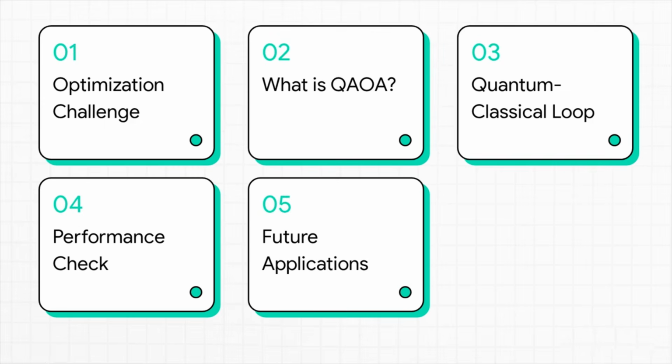So here's our game plan. We'll kick things off by looking at the sheer scale of the problems we're trying to solve. Then we'll introduce our quantum hero, QAOA. We'll get into how this actually works, do a quick reality check on its performance today, and wrap up by dreaming a little about where this could all take us. So let's get into it.